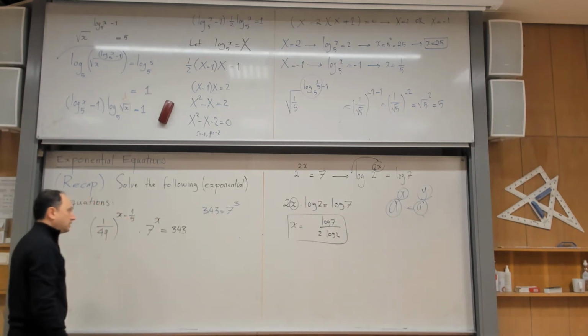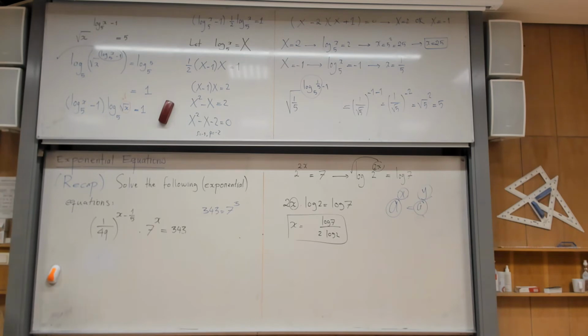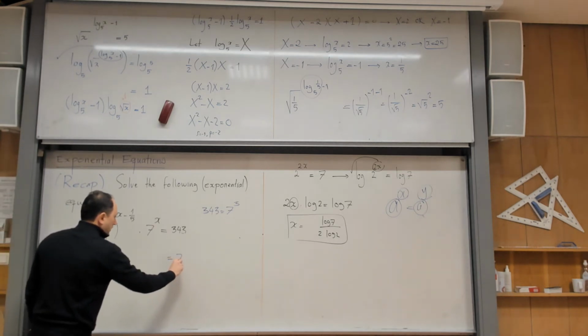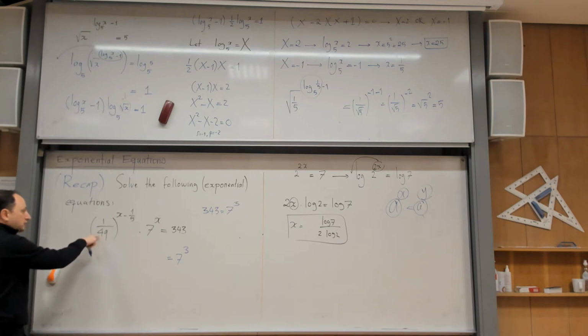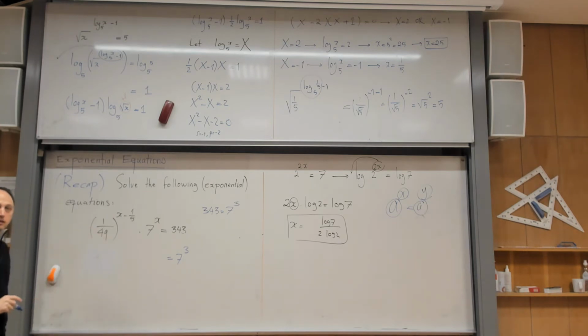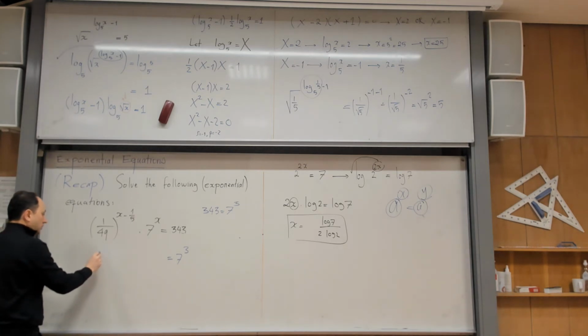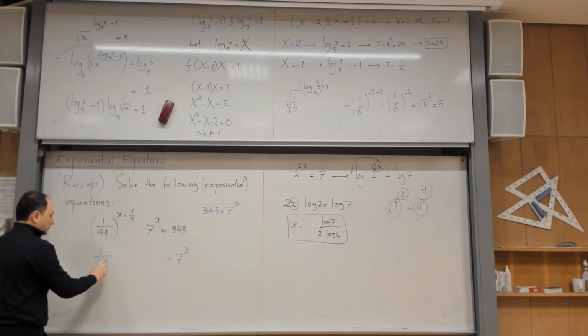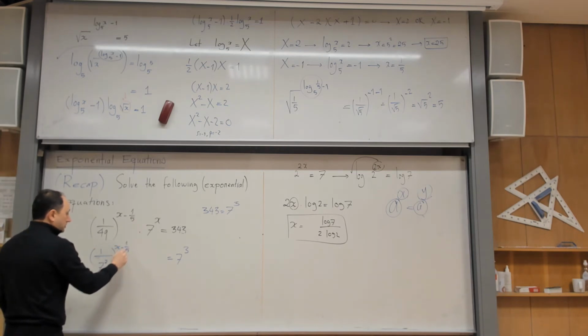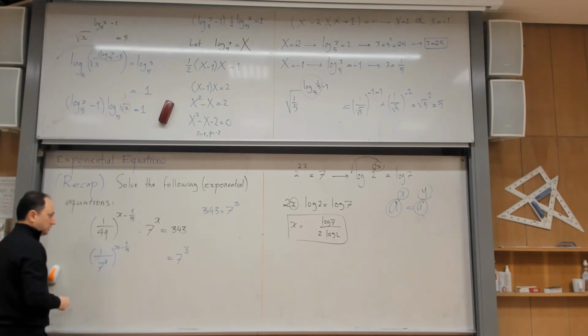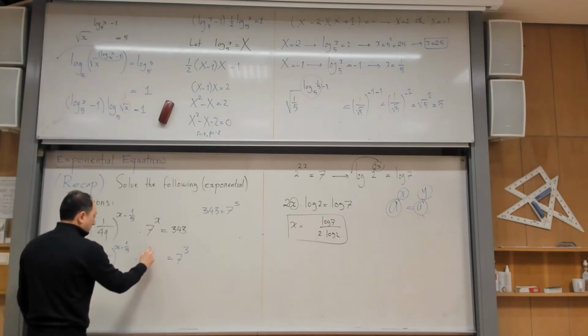So 7 to power 3 is 343. So I don't have any problems with the right-hand side. It's a power of 7. And I have to start writing the left-hand side, if possible, as one single power of 7. So what can I do? I can write 1 over 7 to power 2. And of course, I would recommend you, if you are good, you can just do these things much quicker than this. And then 7 to the power of x.